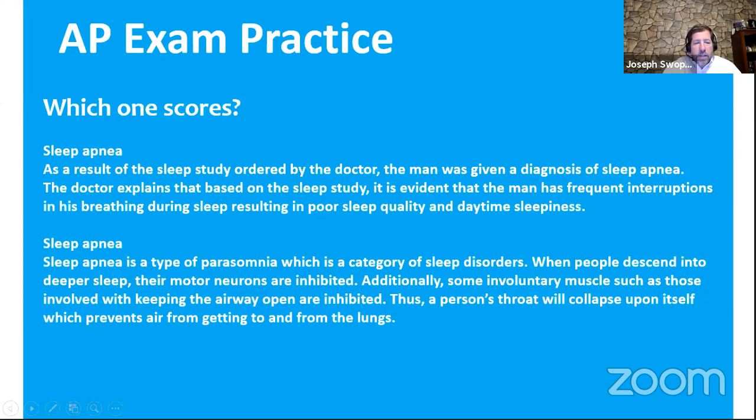Sleep apnea is a type of parasomnia, which is a category of sleep disorders. When people descend into deeper sleep, their motor neurons are inhibited. Additionally, some involuntary muscles, such as those involved with keeping the airway open, are inhibited. Thus, a person's throat will collapse upon itself, which prevents air from getting to and from the lungs.